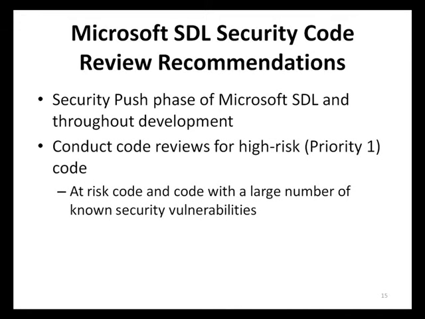Security code reviews should be done on all Priority 1 code. Priority 1 code is code that is most prone to security vulnerabilities. Guidelines on how to classify code by priority is outlined in the Microsoft SDL Process Guidance paper and the Microsoft SDL book. Any component of code that has experienced a large number of security vulnerabilities in the past is also considered Priority 1 code. The definition of large can be highly subjective and will differ from project to project.